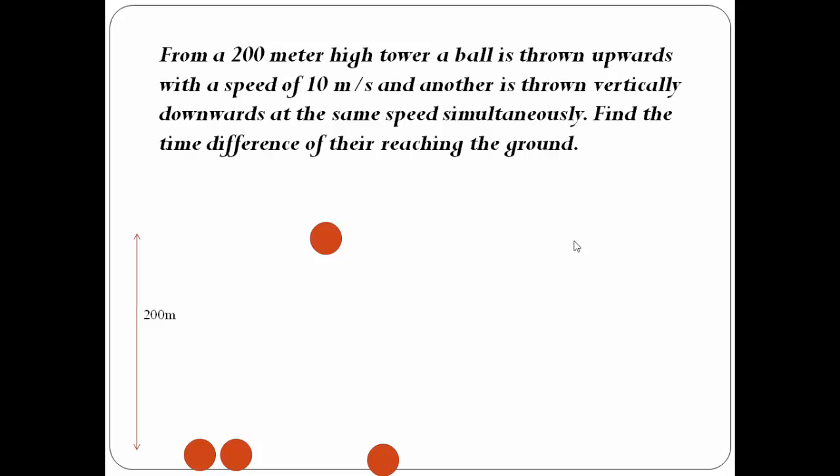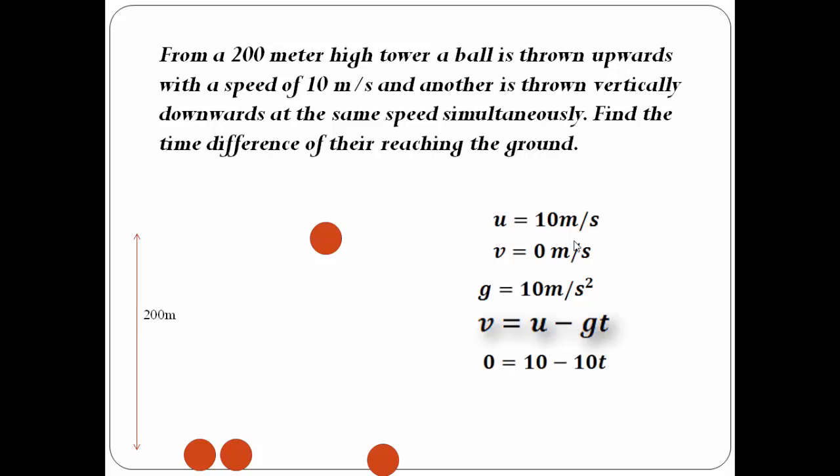Hence, for one way motion of that path, we have initial velocity 10 meter per second, final velocity will be 0, gravitational acceleration will be 10 meter per second square. So we use the first equation of motion. Substituting the values and simplifying, we get time equals 1 second. So the first ball when thrown vertically upward will take 1 second to reach the highest position. Again it will take 1 second to reach back to the initial position. Hence the total time difference will be equal to 2 seconds.